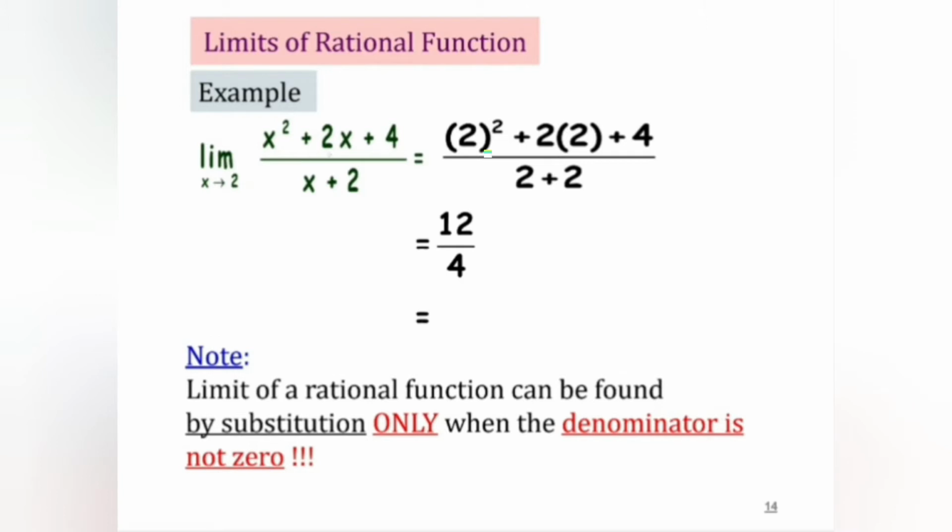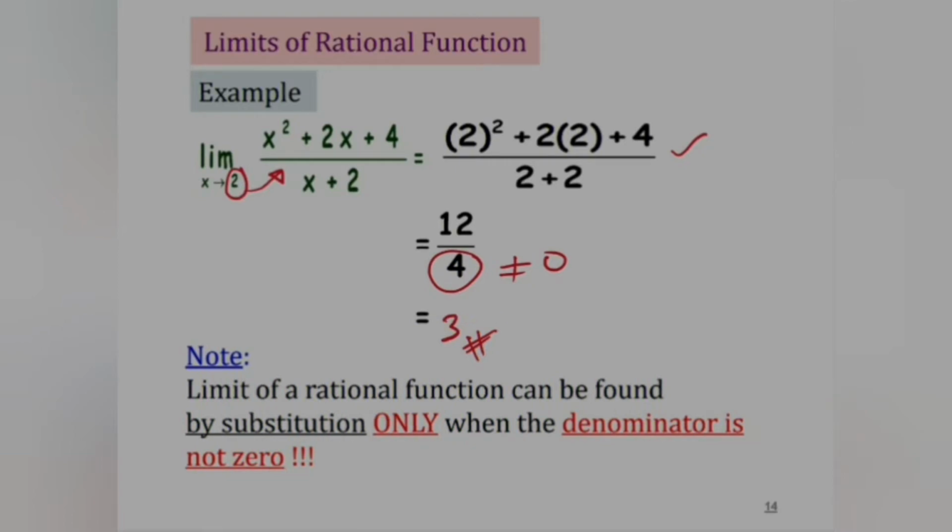Limit of x squared plus 2x plus 4 over x plus 2 as x approaches 2 is, to get the answer, we substitute the value of x into the function. You get 2 squared plus 2 times 2 plus 4 over 2 plus 2, which you can simplify to 12 over 4, which is 3. From here, we can see that when the denominator is not equal to 0, we can get a direct answer.